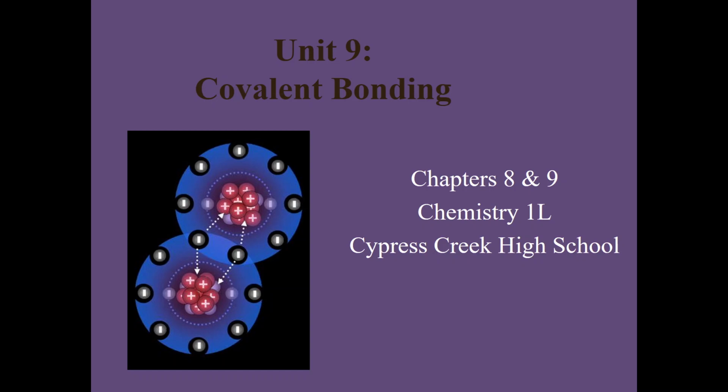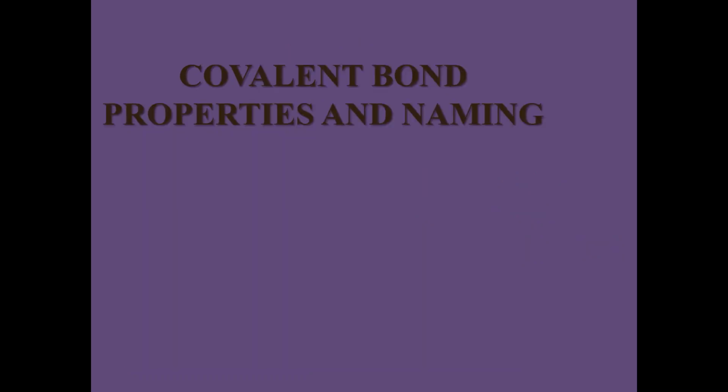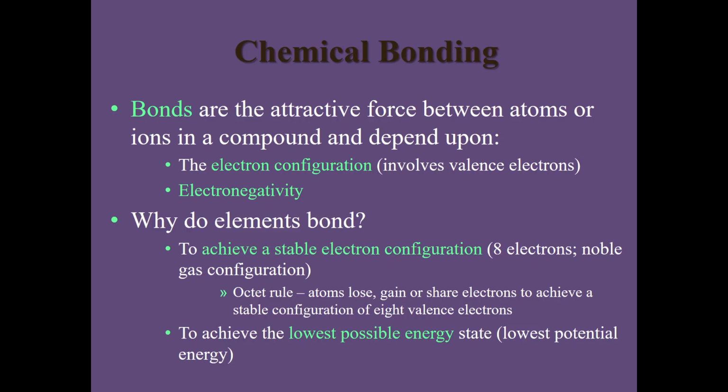Covalent bonding. So recall in ionic bonding, the electrons are completely given up. In covalent bonding, the electrons will be shared. So a little review. Recall that bonds are the attractive force between atoms or ions in a compound, and they depend on the electron configuration. This part isn't going to be on it yet, on the little handout I gave you. It depends on the electron configuration, specifically the valence electrons, and the electronegativity.